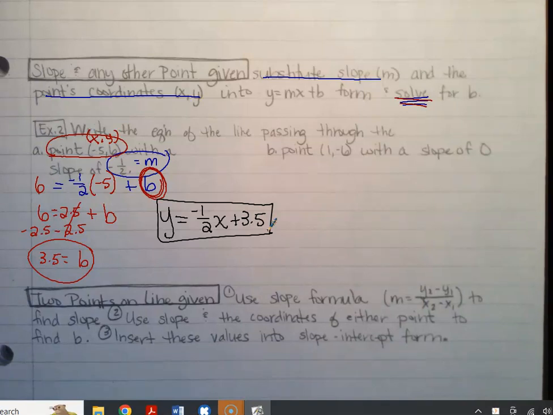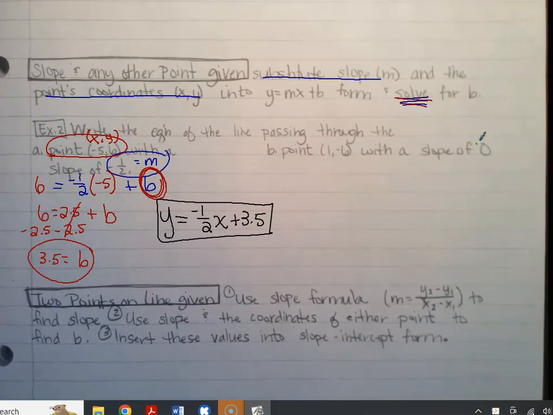All right, let's try b together. So now we have a point (1, -6) with a slope of 0. Ooh, that's a fun one with a slope of 0. It's horizontal. It's going to be horizontal. Good. But that doesn't really matter. Or it can kind of. It'll make the equation weird.